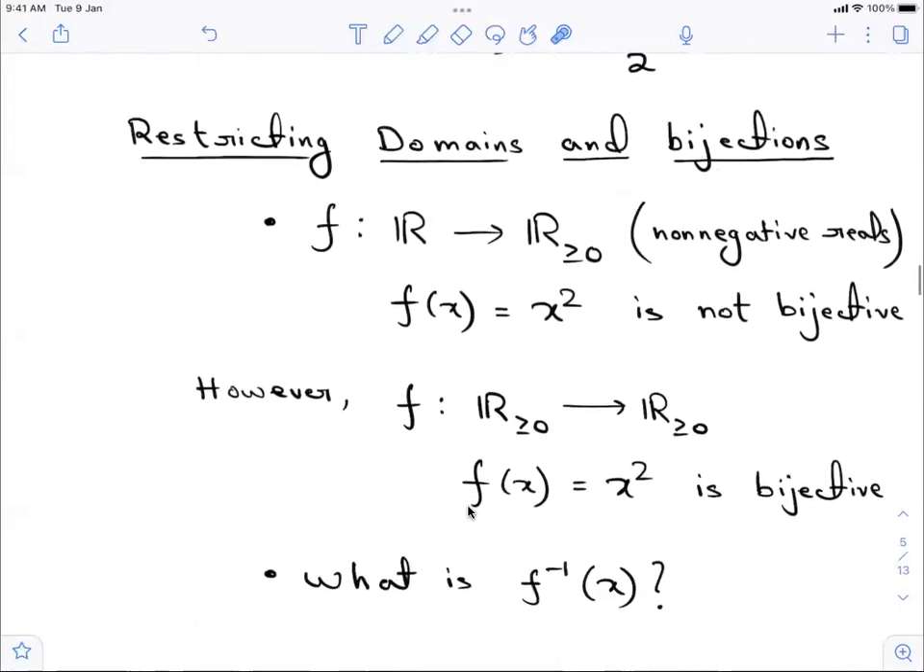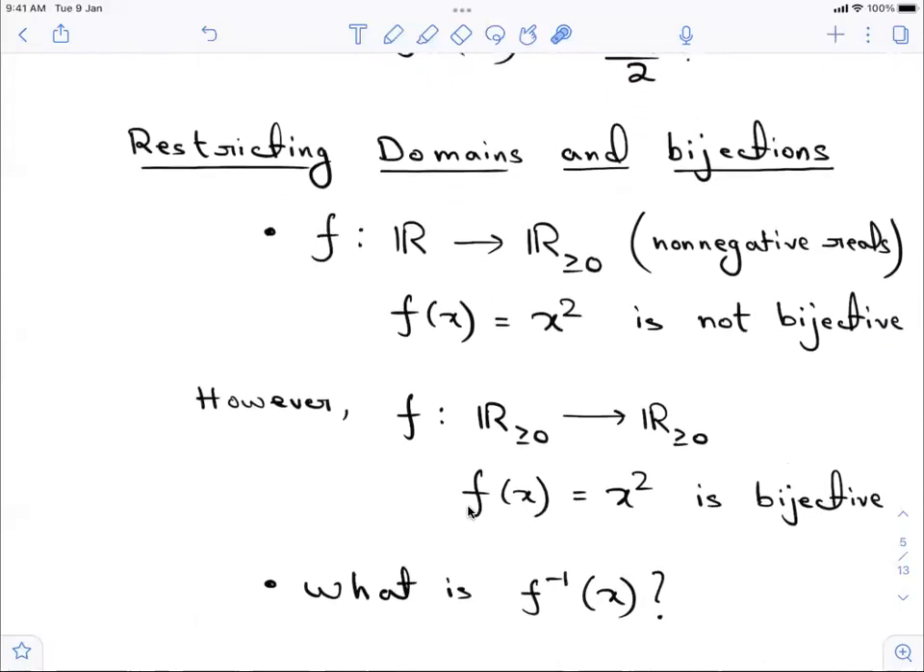Okay, so there are other functions. For example, in your high school, you have studied about sine inverse of x, right? So we just said sine is not bijective. Then how come its inverse exists? So the inverse of a function can be made to exist by restricting the domain. For example, think about the function f of x equals x squared going from R to the set of non-negative real numbers, which I'm denoting by R with a greater than or equal to 0.